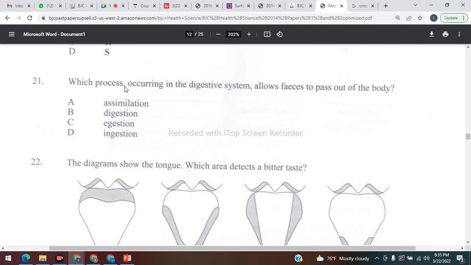Which process occurring in the digestive system allows feces to pass out of the body? Assimilation. No, man. Digestion. To pass out. Digestion means what? Let out all the substances, like excretion or something? Ingestion. What is ingestion? That's when you eat the food, the process of putting things in the mouth. Digestion. What is digestion? When everything is broken down by the enzymes.